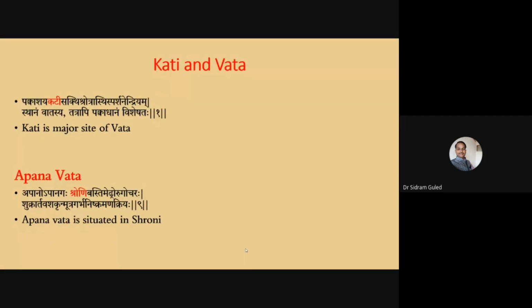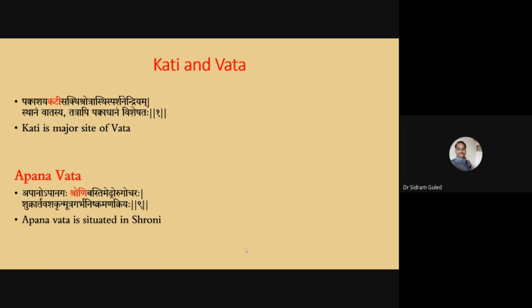So as I mentioned, I have made it clear that the word Trika is nothing but the Kati in the Adhobhaga and the cervical region in the Urdhva Bhaga. And Vata is the main dosha which accumulates in the Kati. So the seat of Vata is Kati. So in Kati, Vata is the main dosha.